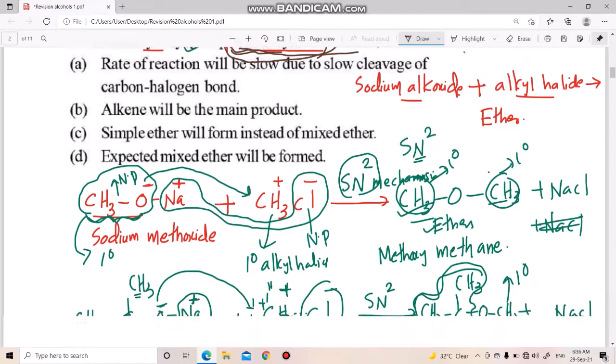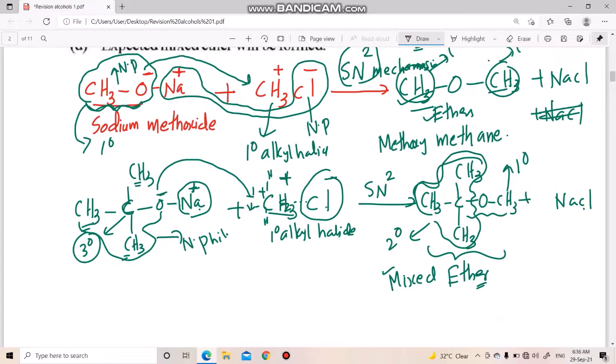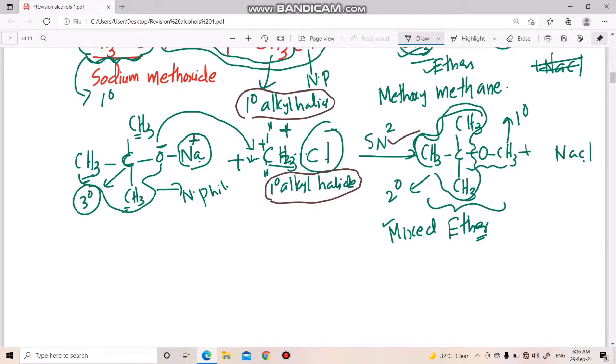Here are two examples. In the first case the alkyl halide is primary. In the second case also the alkyl halide is primary, because a primary alkyl halide mainly undergoes the SN2 mechanism due to less steric effect. And for sodium alkoxide, the first case is primary and the second is tertiary sodium alkoxide; both make ether. One makes a simple ether, another makes a mixed ether. Now, what about the condition when a tertiary halide is used? So we can take one tertiary halide.